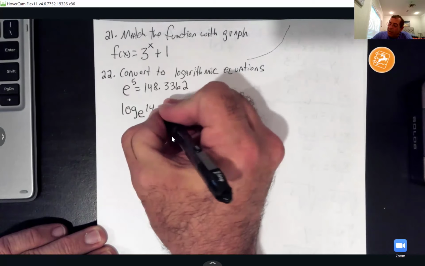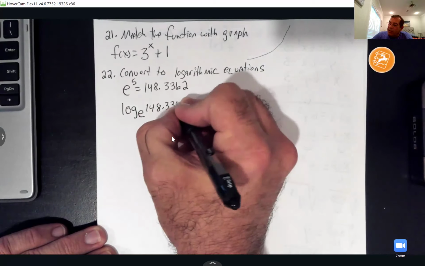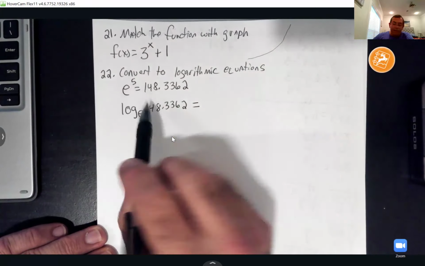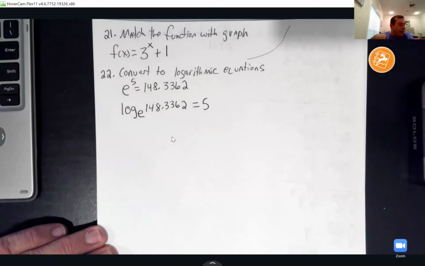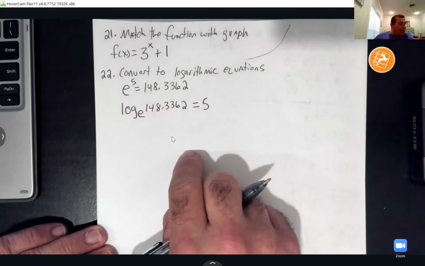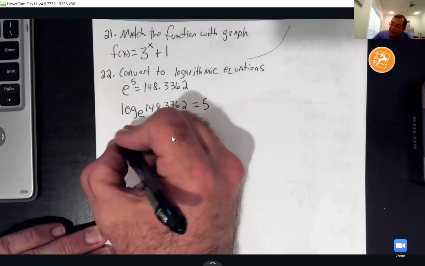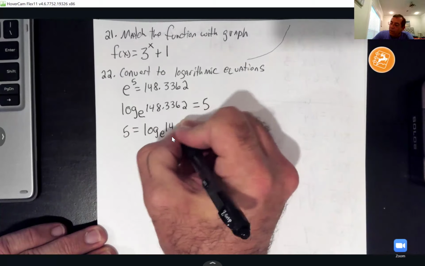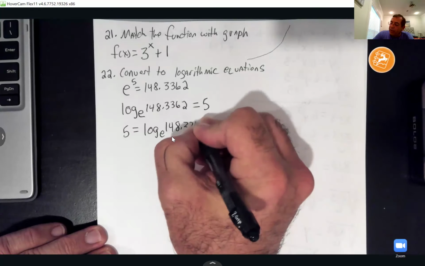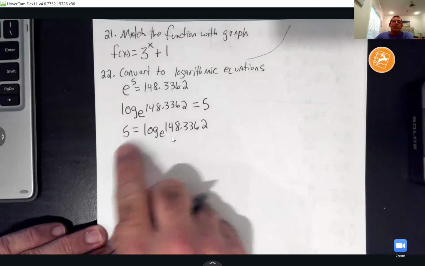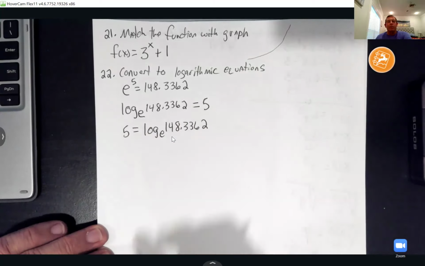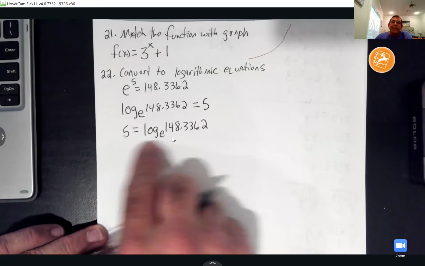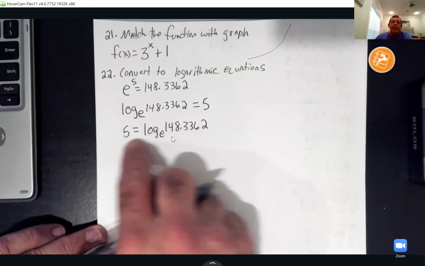So 148.3362, and that'll equal the exponent of a 5. Now, y'all, the only thing they do on their answers is they put the 5 first, and then they do the log e 148.3362. So they just start with the exponent first and then the log stuff, okay? So either way, MATLAB just, for this test on the questions to get multiple choice, it had to go in that order.